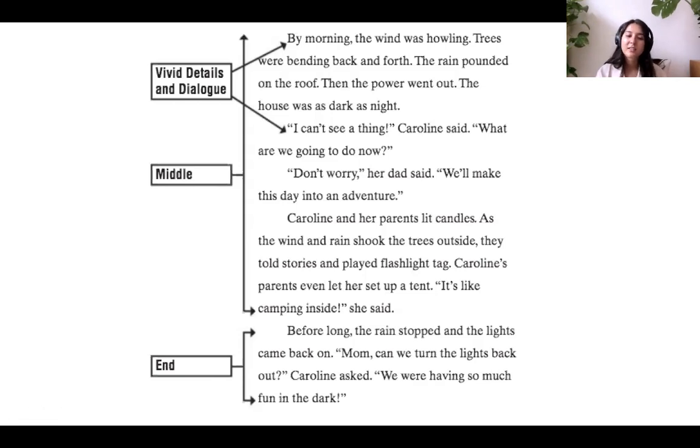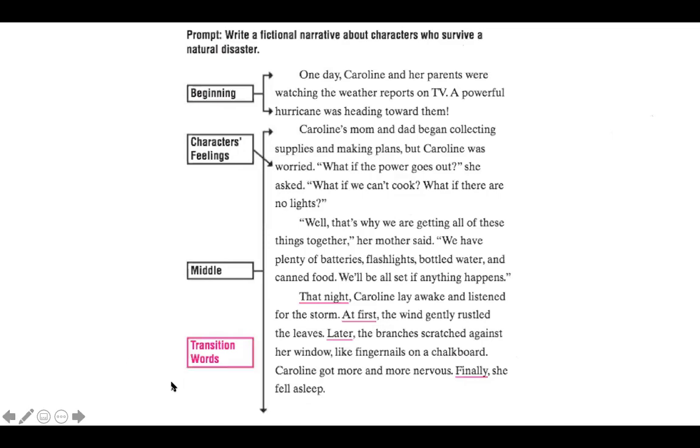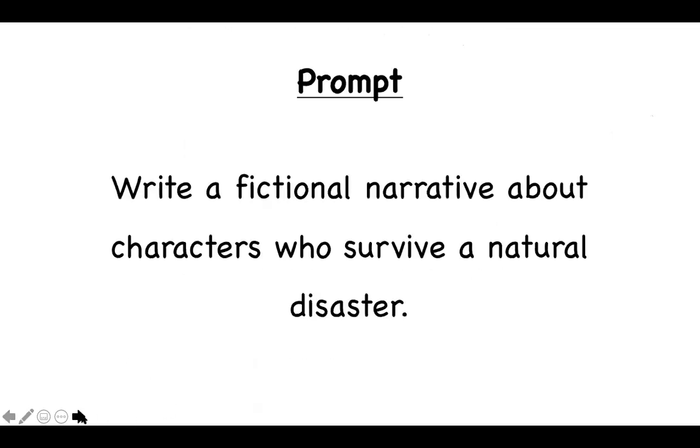"Before long, the rain stopped and the lights came back on." But instead of the family being happy with that, Caroline's actually saying, "Hey, can we turn the lights back out and keep doing what we were doing?" Because they were actually having so much fun. So I read this and I've come to a sense of closure. No one got hurt. Everyone survived the natural disaster, and really they were having a great time. So this is a really great example of a fictional narrative about characters who survive a natural disaster.